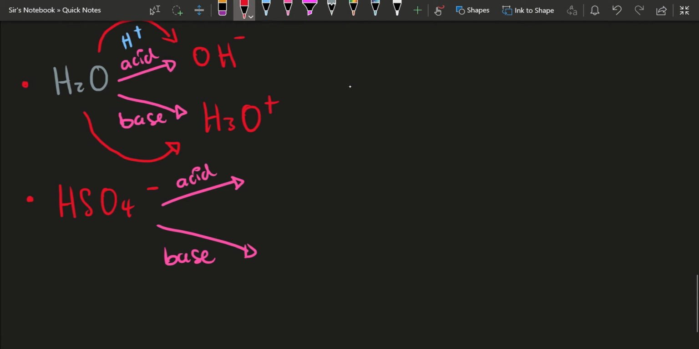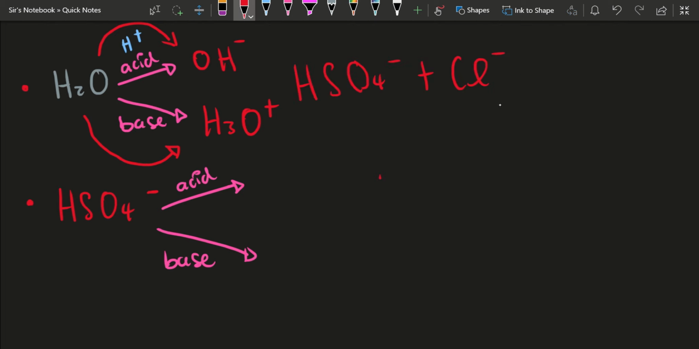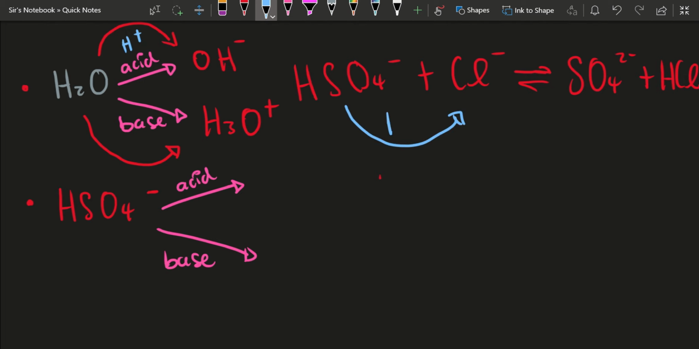When it acts as an acid, so think about it. Let's say HSO4 minus reacts with a Cl minus ion, right? So what are we expecting to see? We're then expecting to get something like this: SO4 2 minus plus HCl, right? So in this particular case, the HSO4 minus gave a proton to the Cl minus.